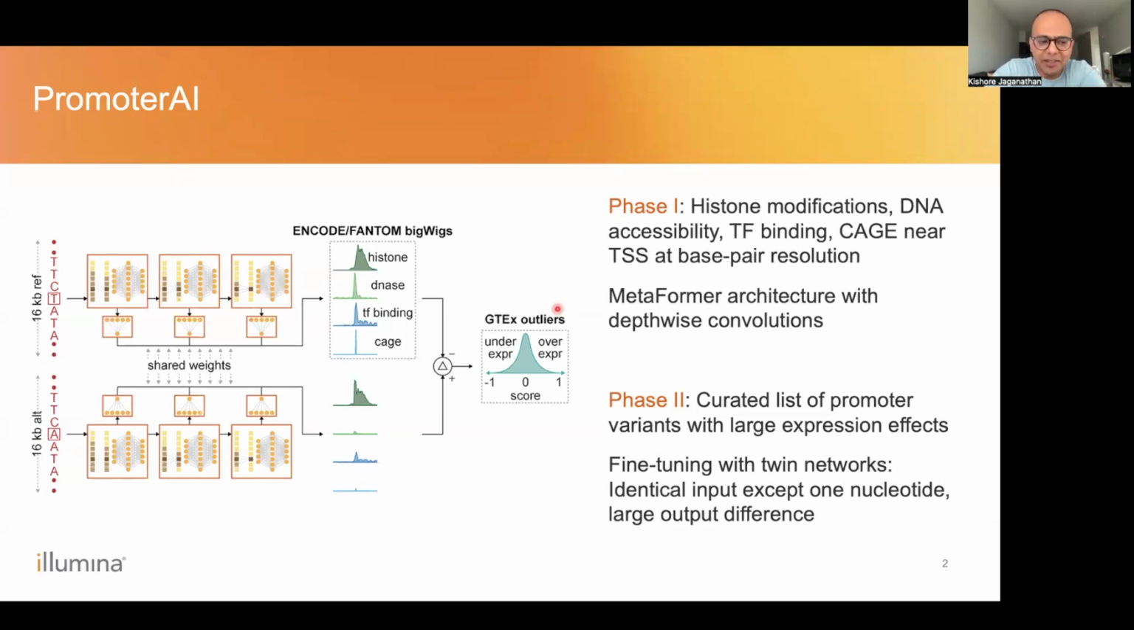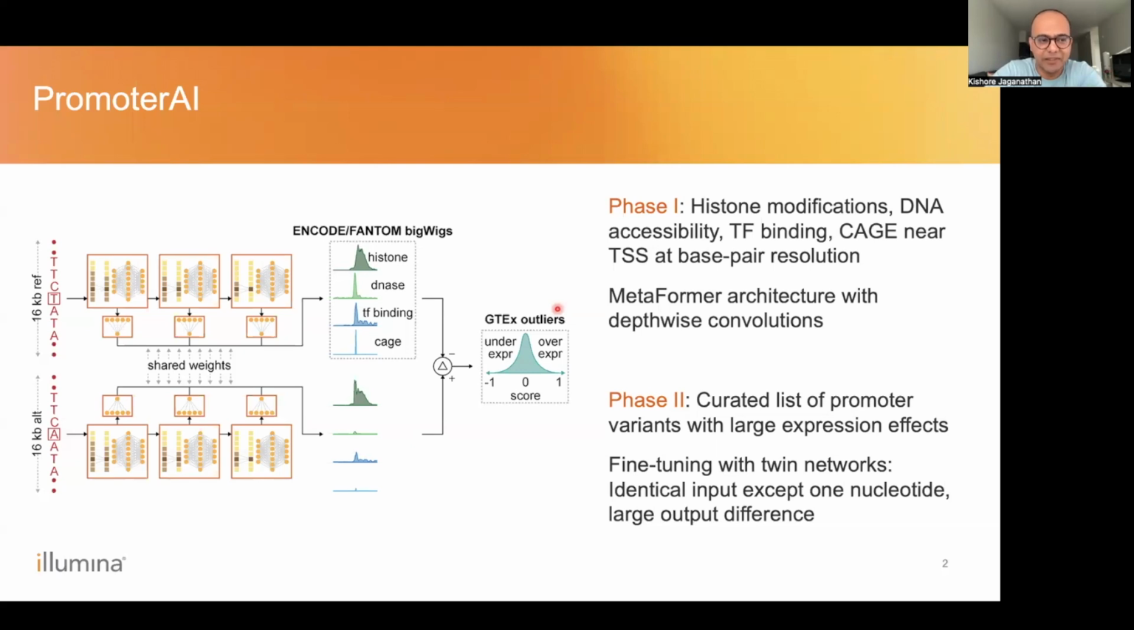The main contribution of this work is the second step, which is a fine-tuning process that achieves generalization across unseen genes and data sets and provides a significant performance boost. To do this, we first created a curated list of promoter variants with known large expression effects, meaning they increase or decrease expression dramatically. We use that to fine-tune the model that came out of the first stage of training.